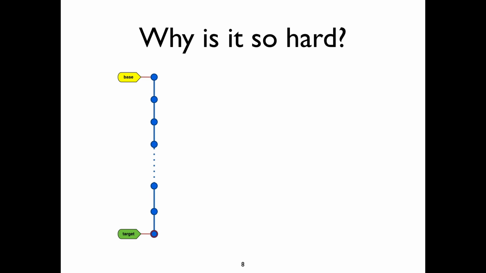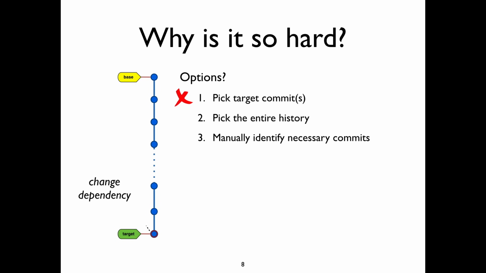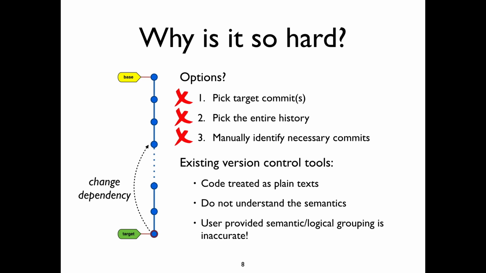Why is identifying commits for a high-level functionality from the version history such a hard problem? Let's see what the options are. First, we can pick the target commit which we think is implementing the new feature. However, depending on the base version we choose, this often ends up being not sufficient due to dependencies on earlier changes. We can also pick the entire history, which would include a lot of unwanted changes. Finally, manual cherry-picking is time-consuming and error-prone, since the user-created commits don't necessarily correspond to semantics of the target functionality.